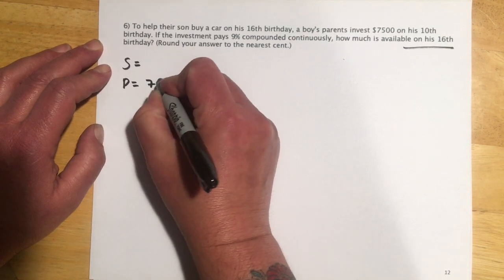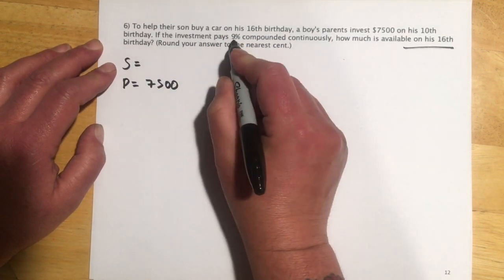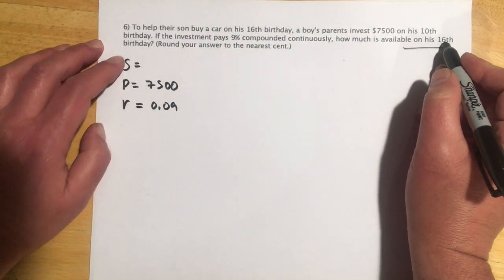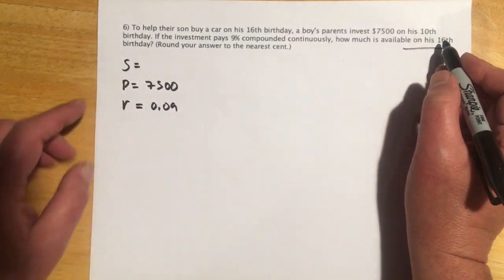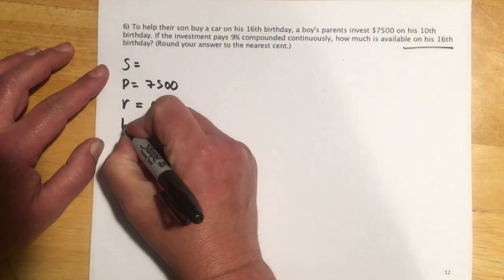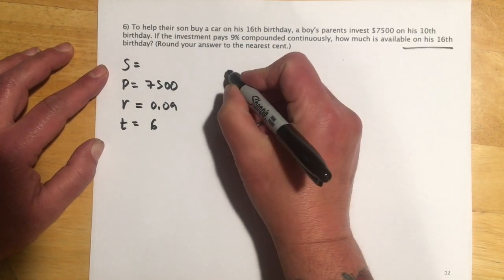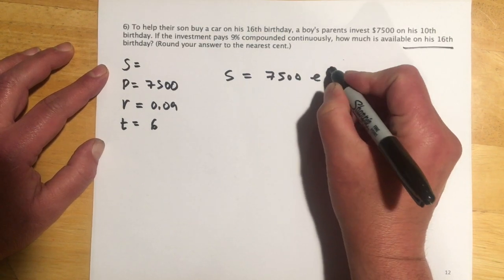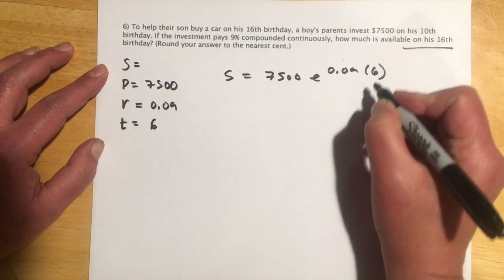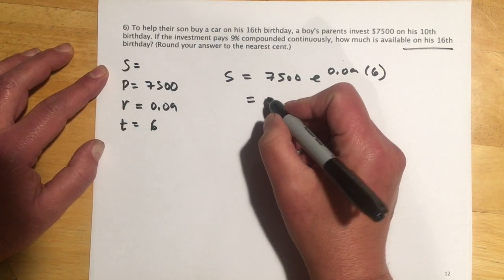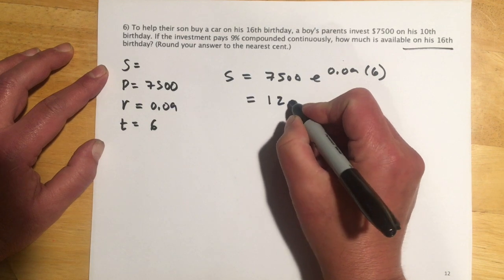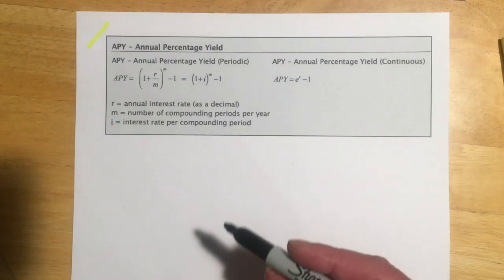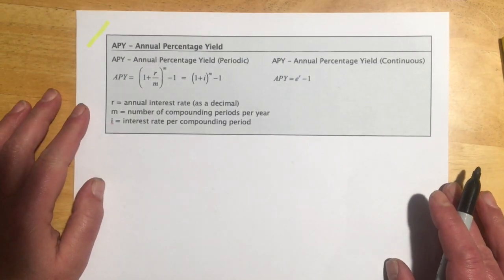And principal is going to be the 7,500. 9%, that's our rate. And then how much is available on his 16th birthday, and they're starting this thing when he's 10, so that means that'll be 6 years later. And so then we just say S equals 7,500, E 0.09, and then times time. And throw all that in a calculator, and I got 12,870.05.